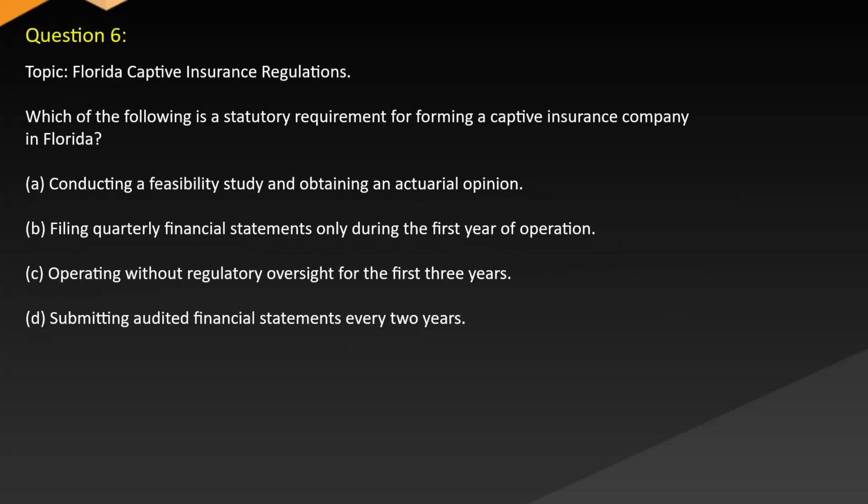Question 6. Topic: Florida captive insurance regulations. Which of the following is a statutory requirement for forming a captive insurance company in Florida? A. Conducting a feasibility study and obtaining an actuarial opinion. B. Filing quarterly financial statements only during the first year of operation. C. Operating without regulatory oversight for the first 3 years. D. Submitting audited financial statements every 2 years.